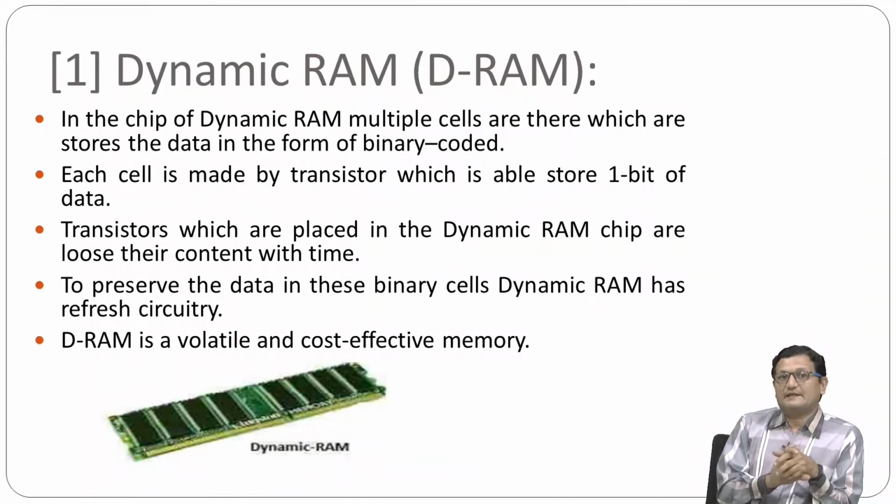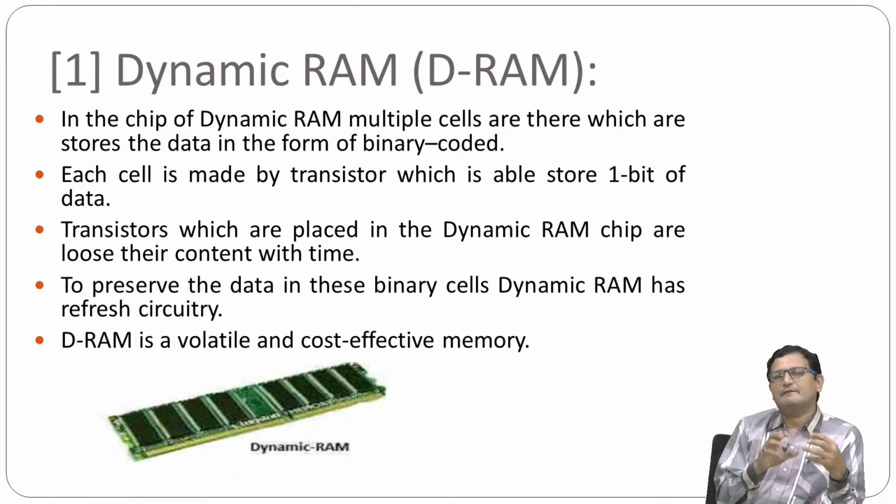Okay, so the transistors which are placed in a dynamic RAM chip lose their content with time, and to preserve that content, whatever binary we have stored in the random access memory, we need to put refresh circuitry on it, right? DRAM, dynamic RAM, is a volatile and cost effective memory.